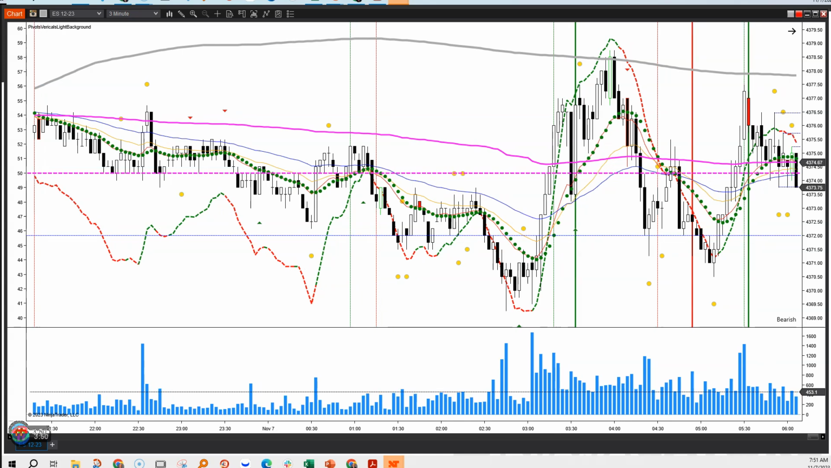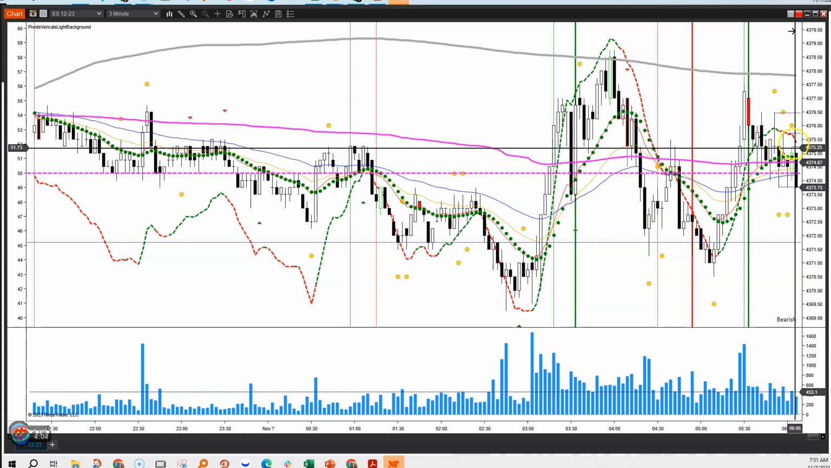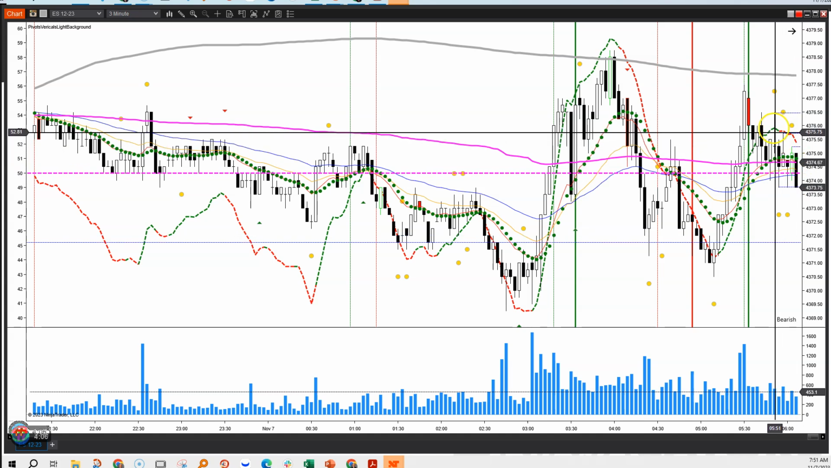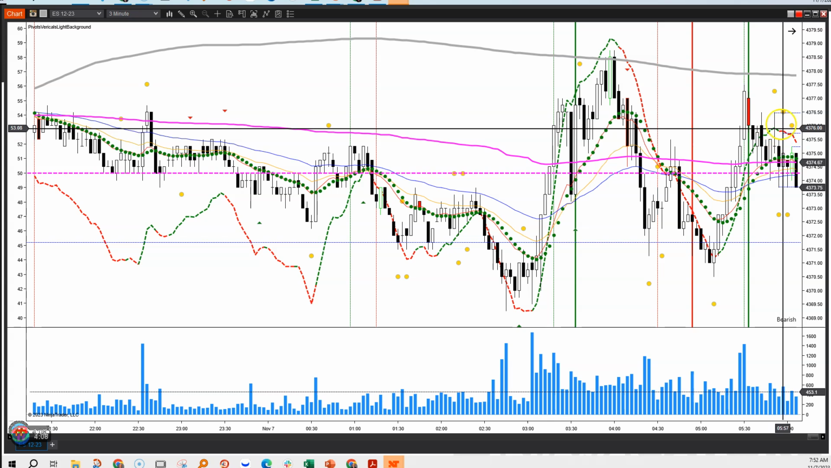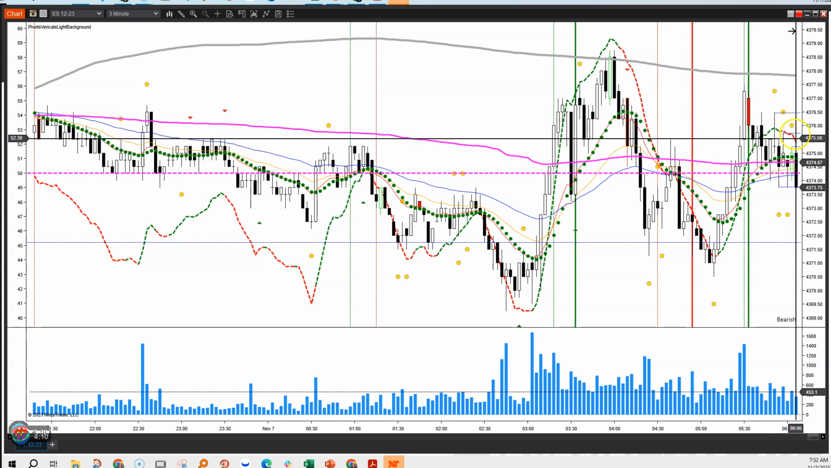Okay, we have a pretty strong move down here on this candle. Notice it came right down to the isolated lows right here and closed right there. And what else is important here? You can see the RSI moving average is rolling over right here.